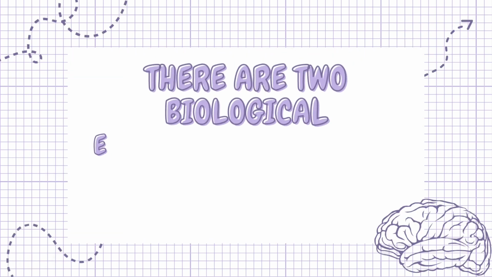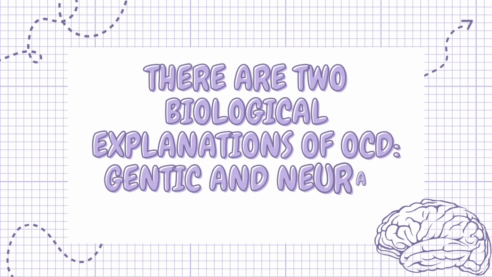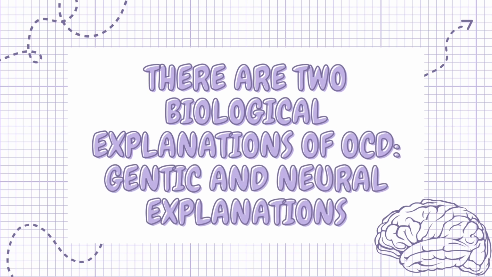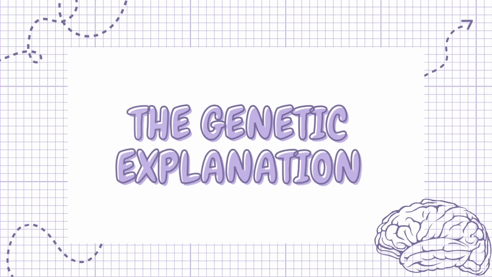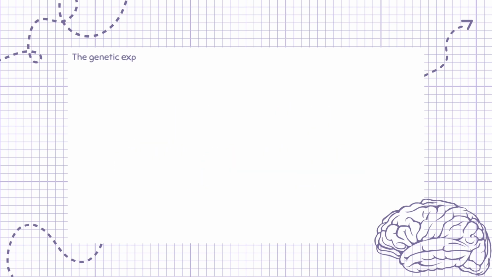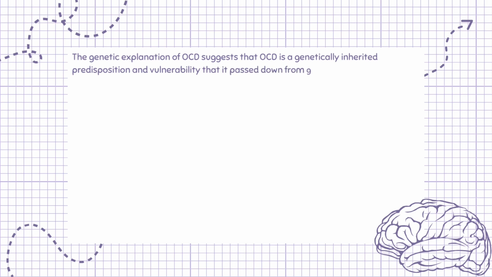There are two biological explanations of OCD, genetic and neural explanations. The genetic explanation. The genetic explanation of OCD suggests that OCD is a genetically inherited predisposition and vulnerability that is passed down from generation to generation through particular and specific genes.